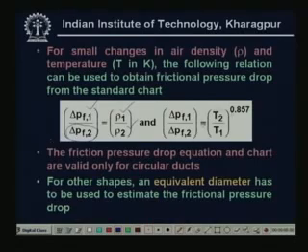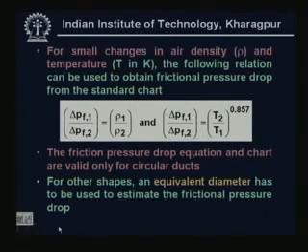Similarly, the relationship between the friction loss and temperature is given by this equation. It is inversely proportional to the absolute temperature to the power of 0.857. So, if I know this and this, then I can find out what the friction pressure loss is at a different temperature. And these are generally valid for small temperature changes and small changes in air density, which is the actual case in an air conditioning duct. You do not come across very large temperature changes.